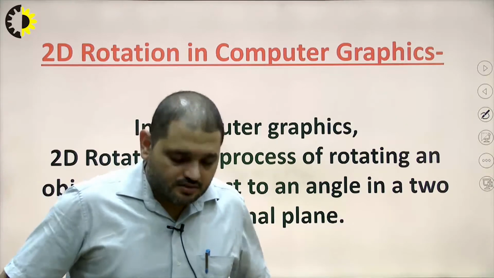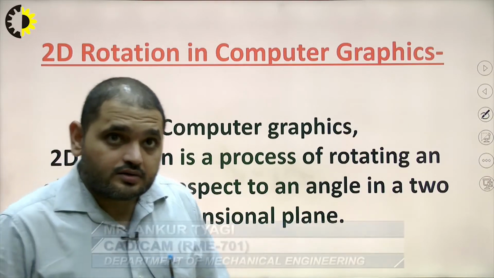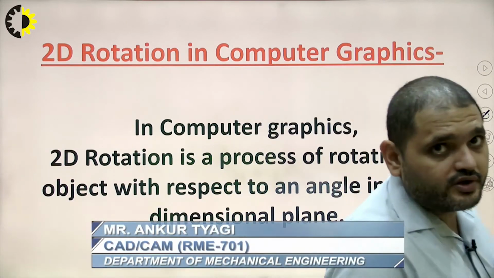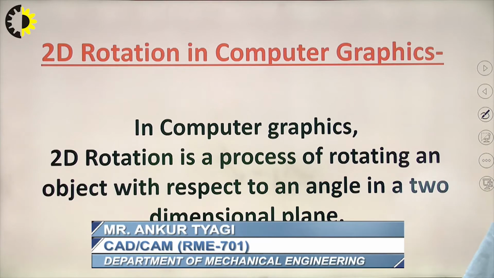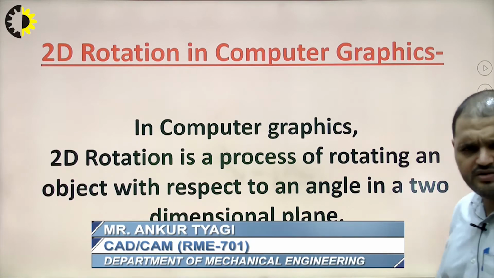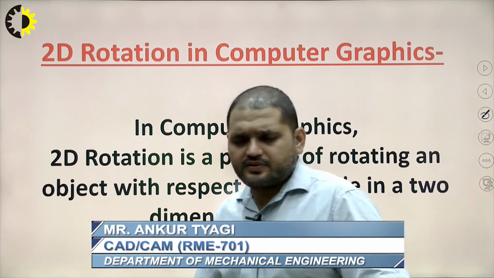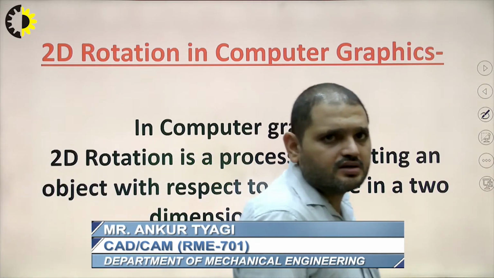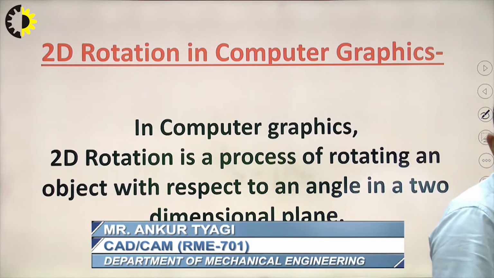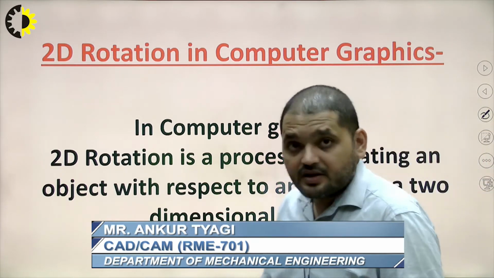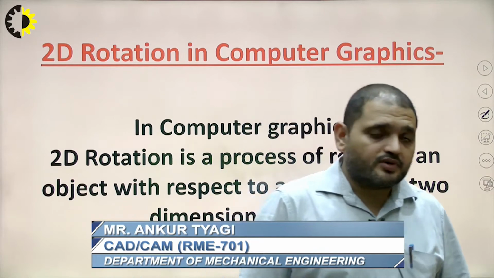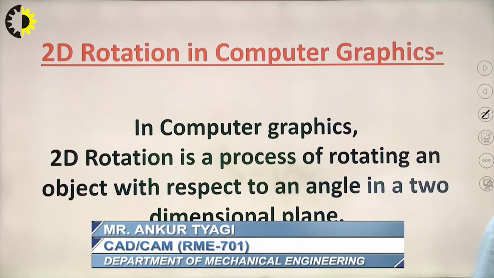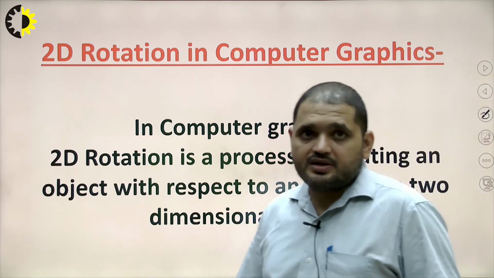Jai Hind. So today we will start with 2D rotation in computer graphics. We have already discussed rotation, but today we will do some numericals, try some problems on rotation and translation. In computer graphics, 2D rotation is a process of rotating an object with respect to an angle in a two-dimensional plane.